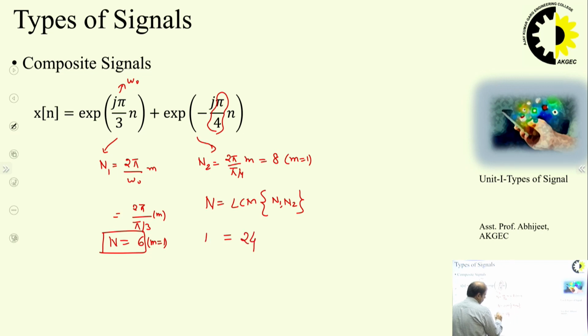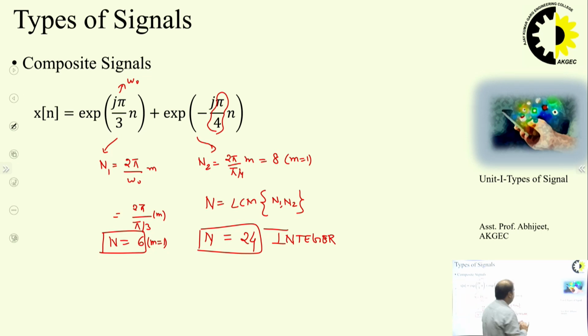For the LCM, the fundamental period for a discrete time signal, this N has to be an integer. That is the most important point that one has to remember. It needs to be an integer, and the evaluation process is like this. The same description will be for sine and cos for this also.